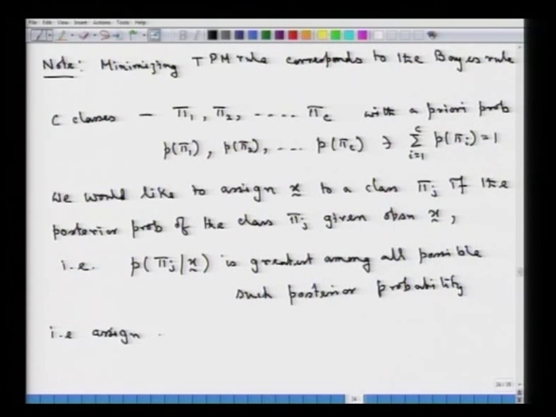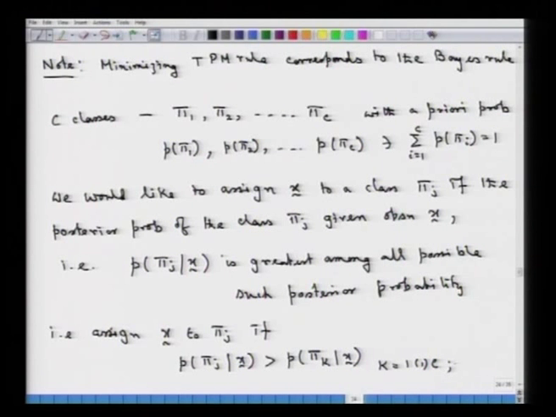That is, assign x to pi j if we have the posterior probability for the jth class greater than the posterior probability for the remaining C minus 1 classes, so that k is from 1 up to C, however, k is not equal to j. So, we are looking at that particular posterior probability and we are going to assign x to pi j if this happens. So, whichever wins in the posterior probability sense, x is going to be assigned to that particular population.